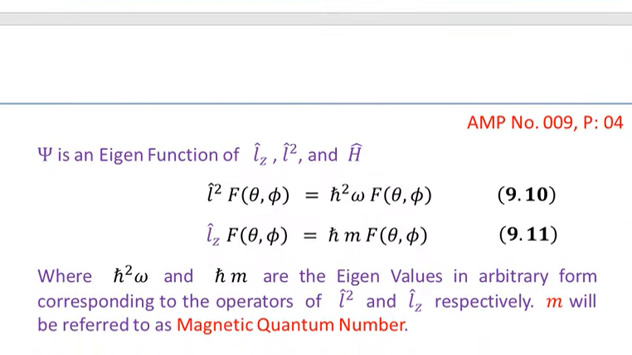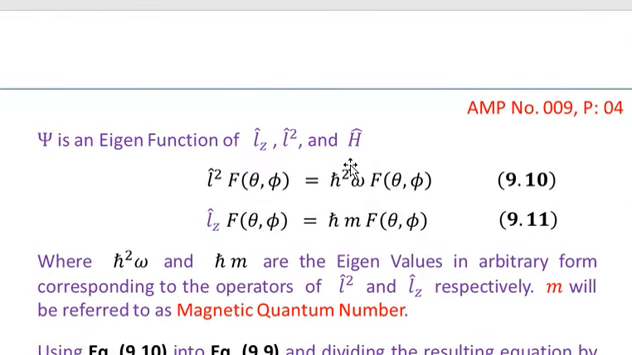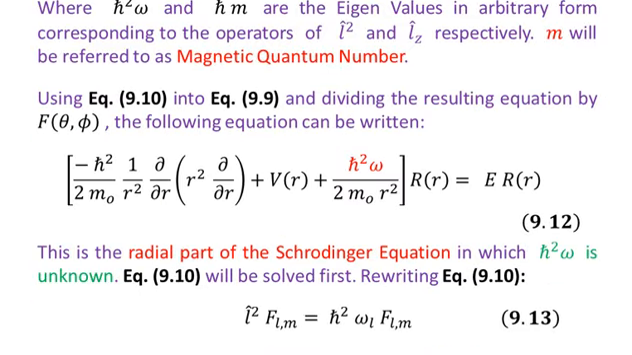Psi is an eigenfunction of Lz, L square, and H. Here we are talking about the two operators, the L square operator. When L square operates on the azimuthal part of the wave function, which is f of theta and phi, I shall get the eigenvalue h bar square omega. And of course, on the right hand side, I have the azimuthal part as shown in equation number 9.10.